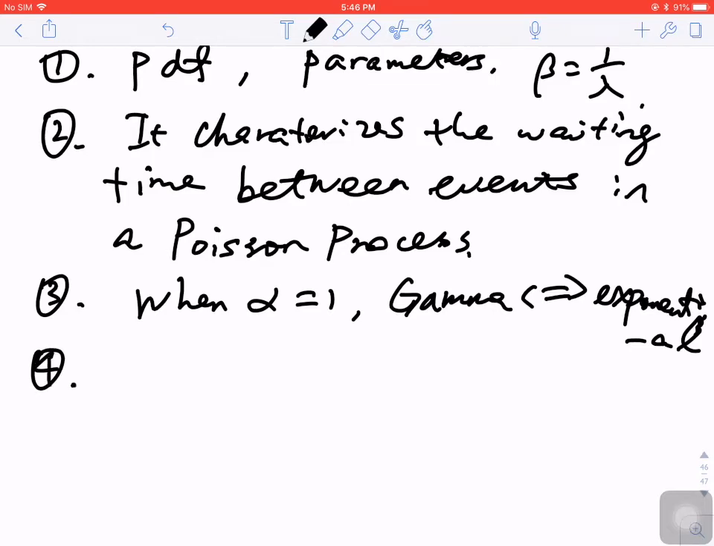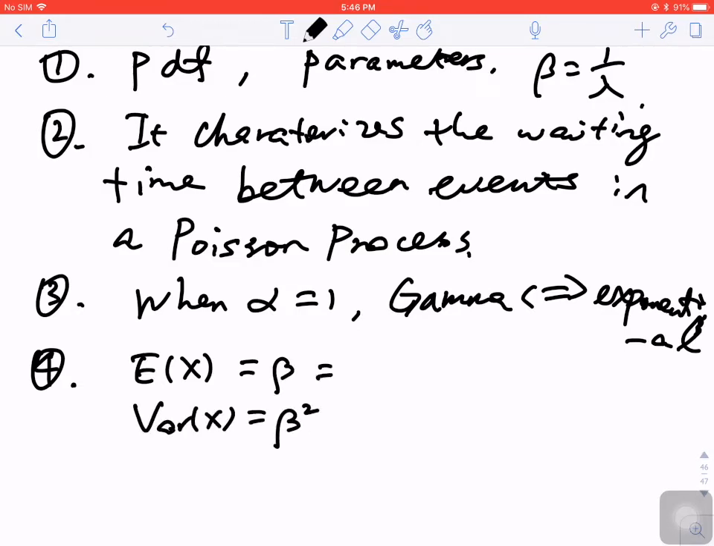Okay, so also we know that the expectation is equal to beta, and the variance is equal to beta square. So which means this is equal to 1 over beta, and this is equal to 1 over beta square.